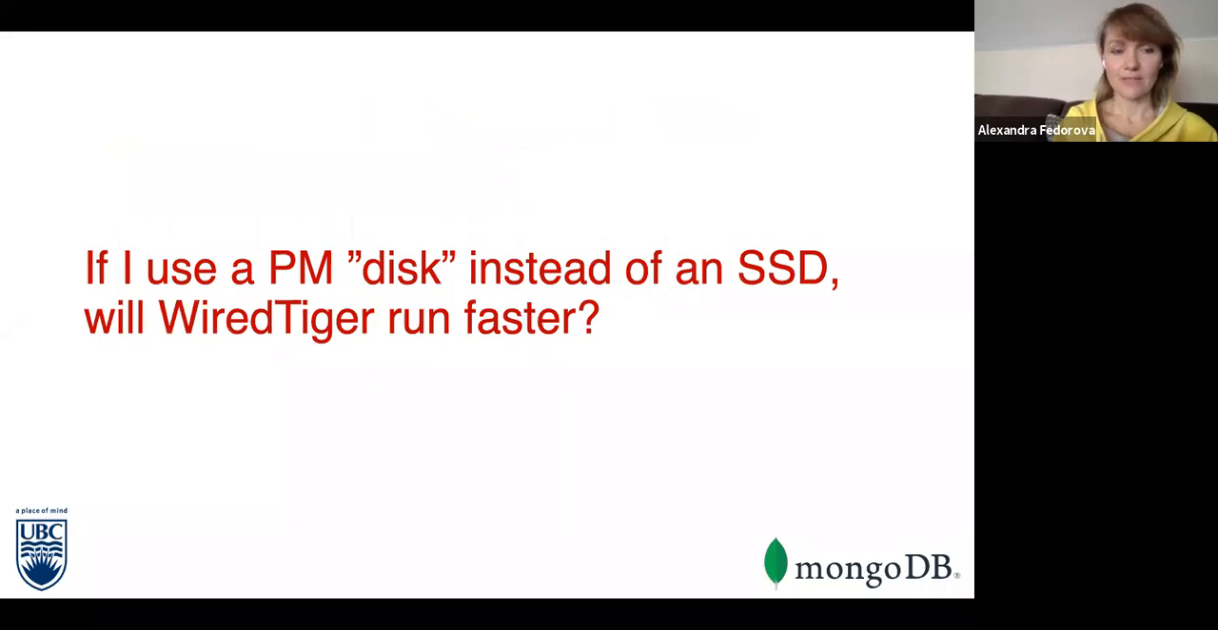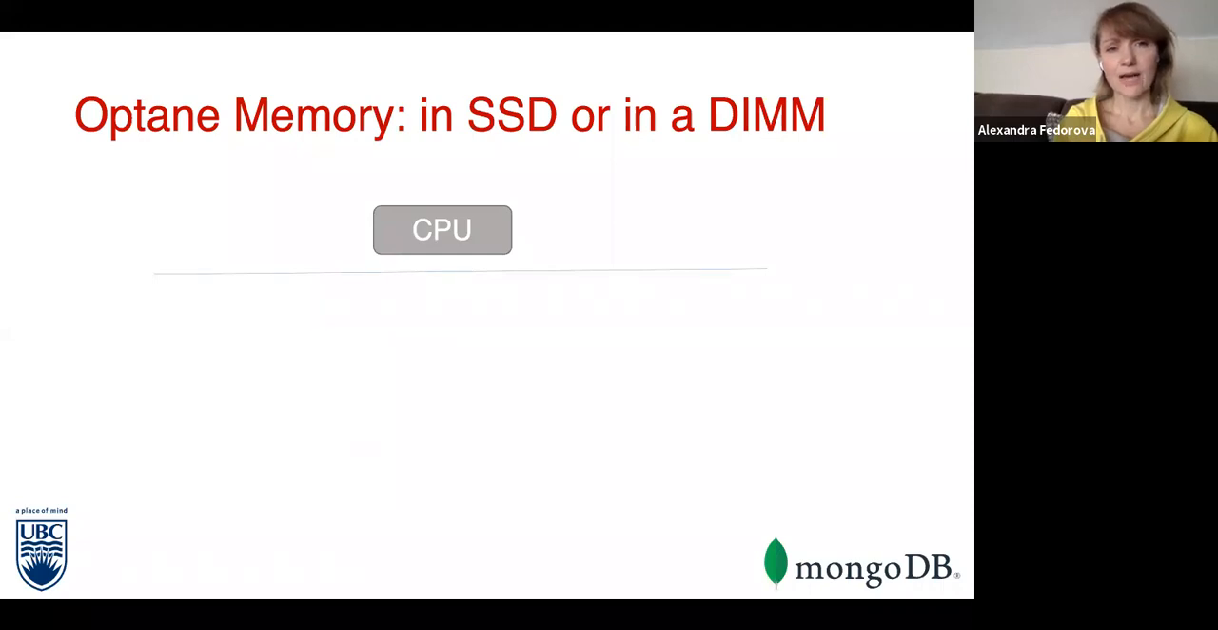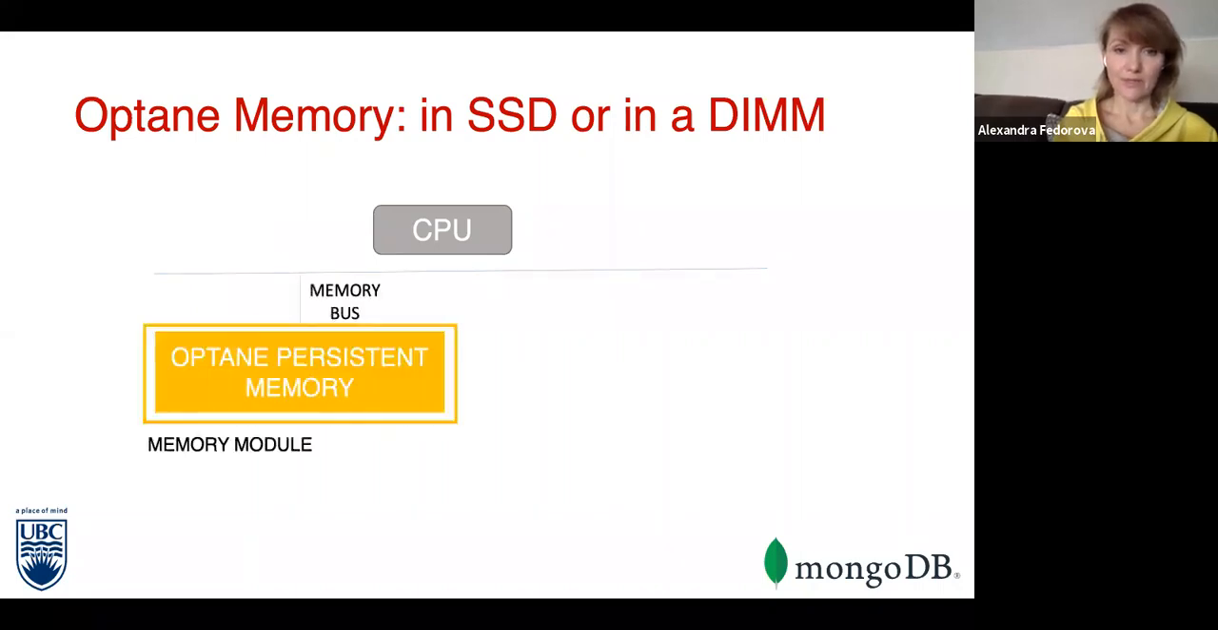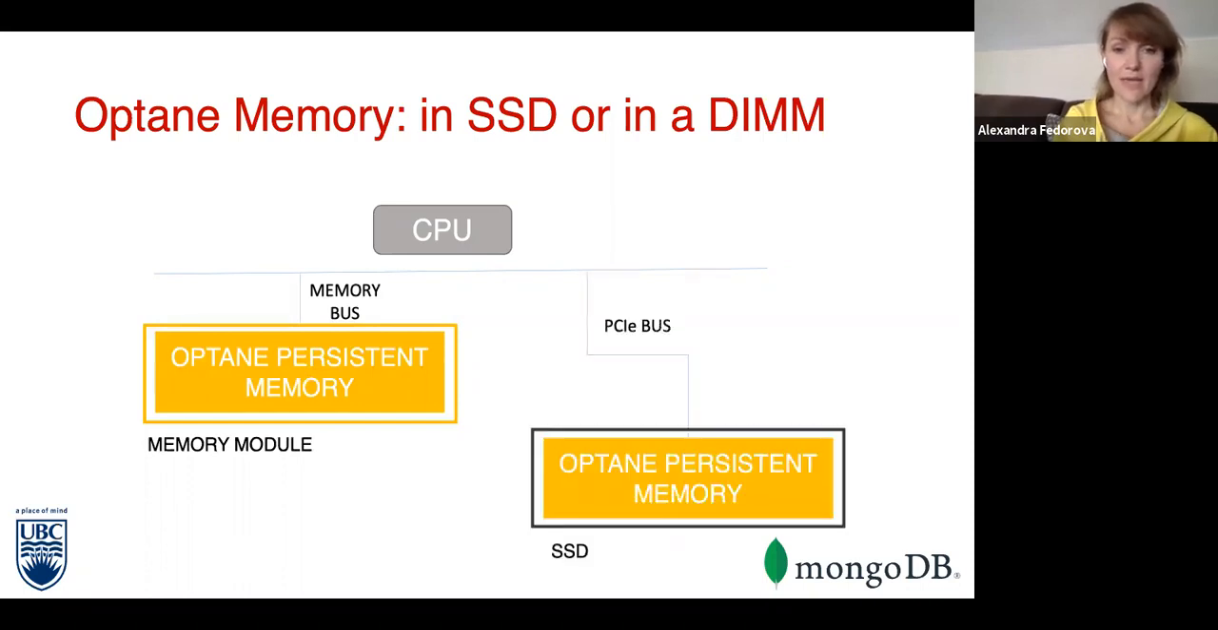So I wanted to ask a very simple question. If I use a persistent memory as a block device instead of an SSD, will WiredTiger run faster? I wanted to have an apples-to-apples comparison, and so I compared SSD that used the same technology as persistent memory. In one case, I compare persistent memory that is packaged as a memory DIMM and the same Optane memory packaged as an SSD.